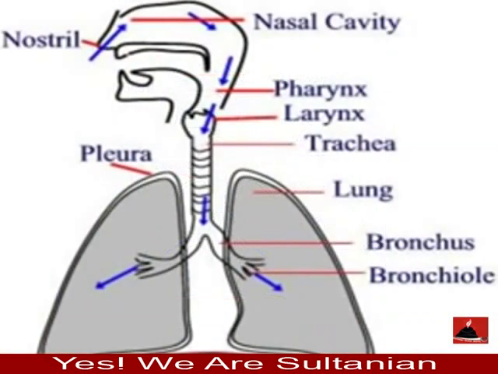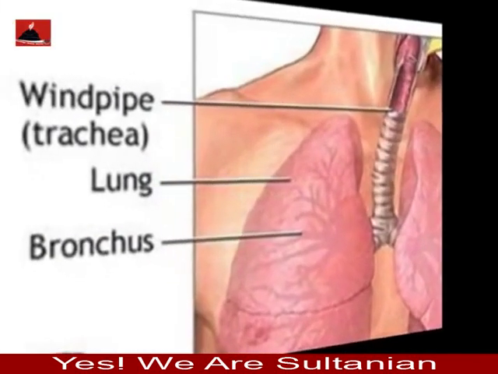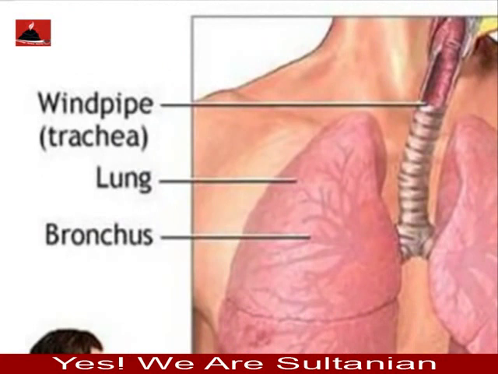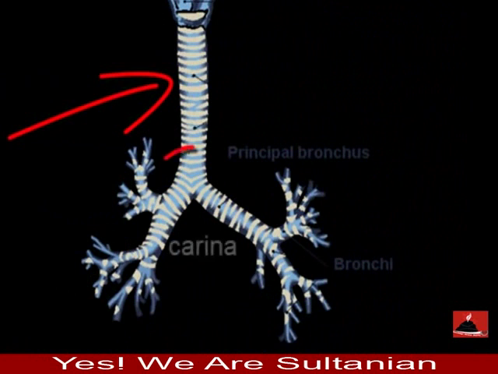All right, so we've gone in through the mouth and the nose, past the pharynx, down into the larynx. Below the larynx is the trachea, and the trachea is what we commonly call the windpipe. And the trachea extends from the larynx down into the thoracic cavity and into two main parts. So the trachea would be here, and then it splits at this place called the carina.